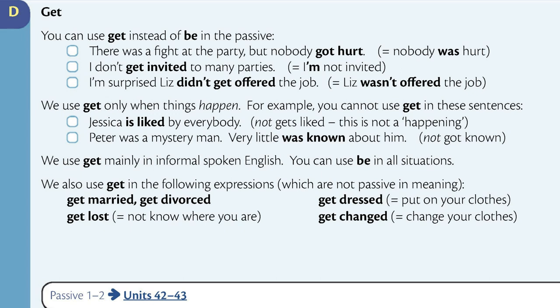We use get mainly in informal spoken English. You can use be in all situations. We also use get in the following expressions, which are not passive in meaning. Get married, get divorced, get lost means not know where you are. Get dressed means put on your clothes. Get changed means change your clothes.